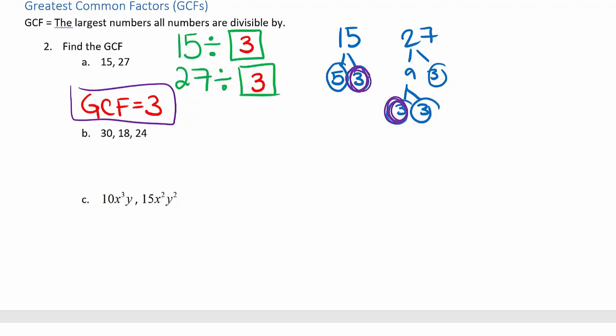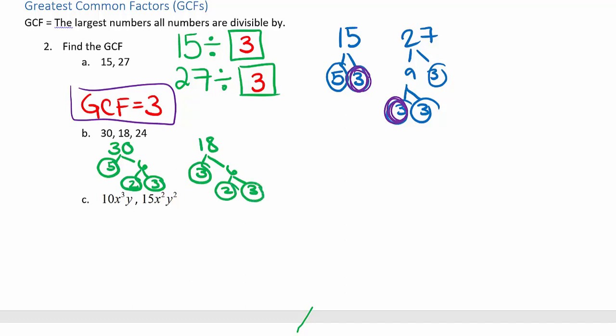I think the factoring trees are much more helpful when you have multiple numbers. Like, for example, we've got 30, 18, and 24. If you know the answer right away, that's great. You don't have to show any work. You can just write it down. But I'm going to create factoring trees. 30 is 5 times 2 times 3. 18 is 3 times 2 times 3. And 24 is 3 times 2 times 2.